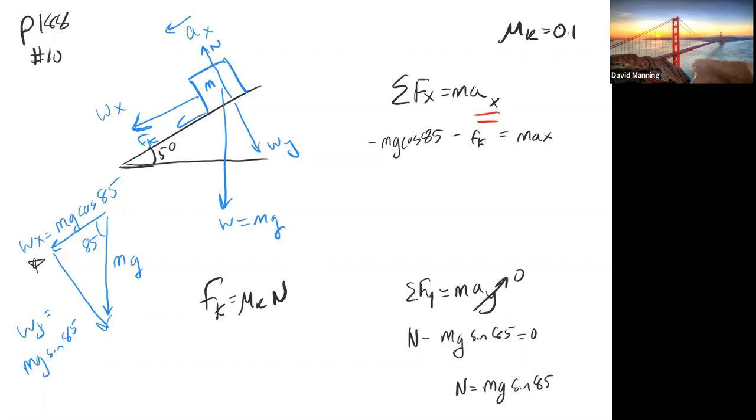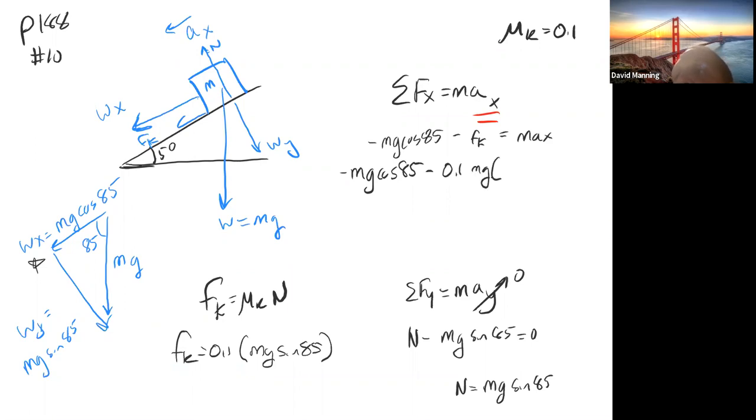Plug that in over here. Fk equals 0.1 times mg sine of 85. And remember back when I said we don't need the masses? This is why. If I come up here, I say negative mg cosine 85 minus 0.1 mg sine of 85.